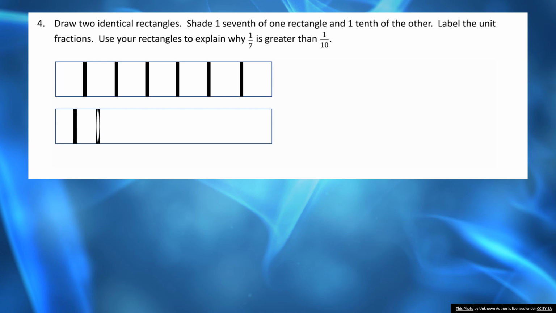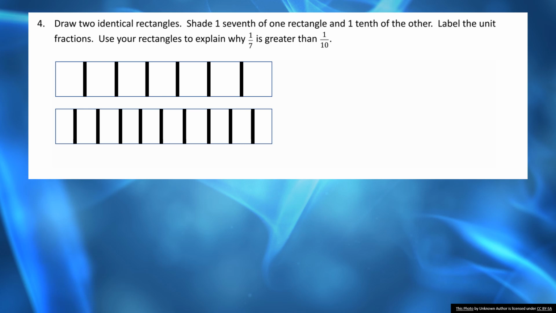1, 2, 3, 4, 5, 6, 7, 8, 9. So I have 9 lines and I should have 10 parts. So count them. You should have 10 parts. Let's see. 1, 2, 3, 4, 5, 6, 7, 8, 9, 10.